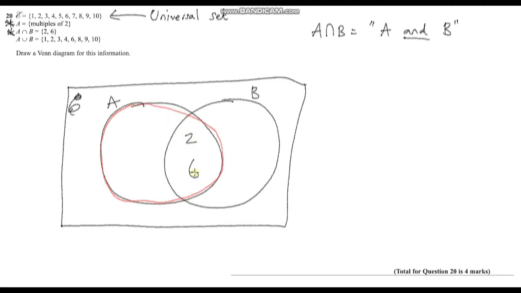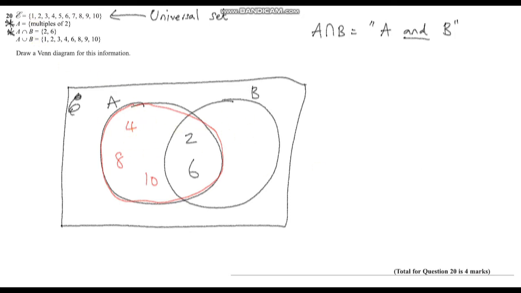We've already got 2 of the numbers, so we need to put in the other numbers. So the multiples of 2 are 2, 4, so 4 needs to go here. 6 we've already got, 8, 10, but we're not going to do 12 because that's not part of our universal set. We're only going from 1 to 10. So we're done. We're done with set A.